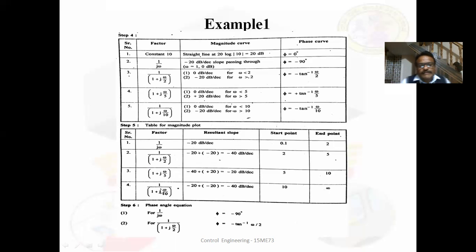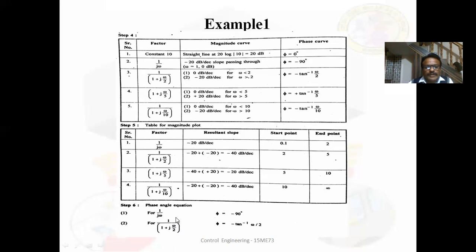Then you take the fifth factor, 1 by 1 plus j omega by 10. The previous resultant slope is minus 20, and for this it is minus 20, so the resultant is minus 40 dB per decade. That slope starts at 10 radian per second and ends at infinity. Then the phase angle equation: for the one pole at origin, the phase angle is minus 90 degree.